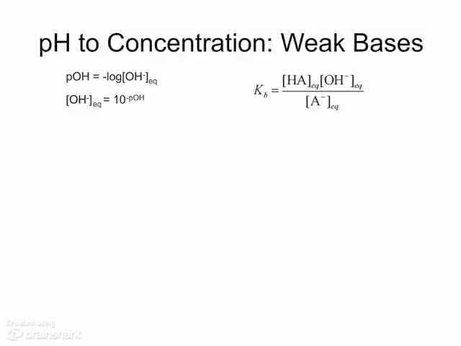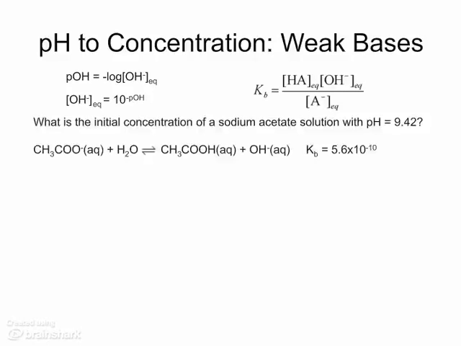Now we are going to use pH to solve for the initial concentration of a weak base. We know that pOH is equal to the negative log of the OH- concentration at equilibrium. Rearranging this equation, if we know the pOH, we can solve for the OH- concentration at equilibrium. We also know that Kb is given by HA at equilibrium times OH- at equilibrium divided by A- at equilibrium. So now we're going to solve for the initial concentration of a sodium acetate solution with pH equals 9.42.